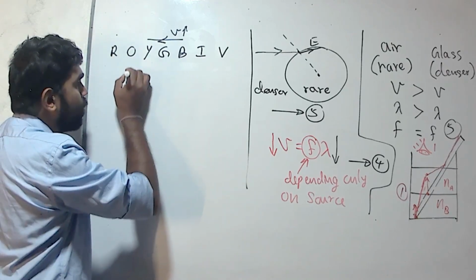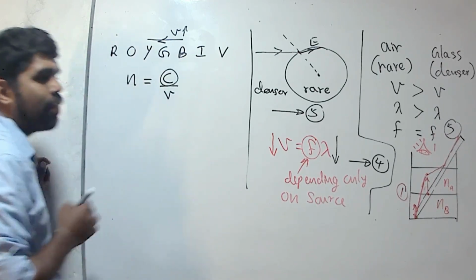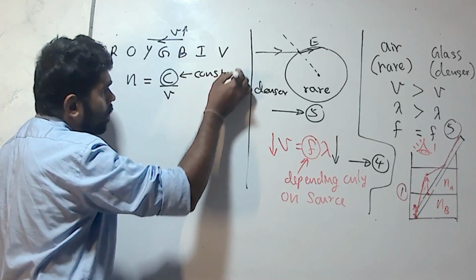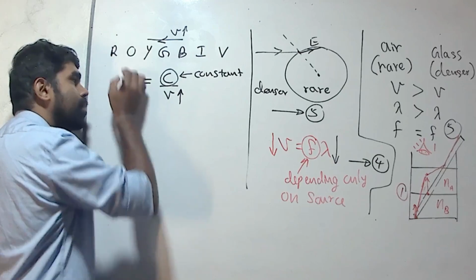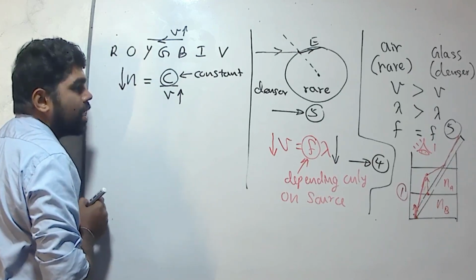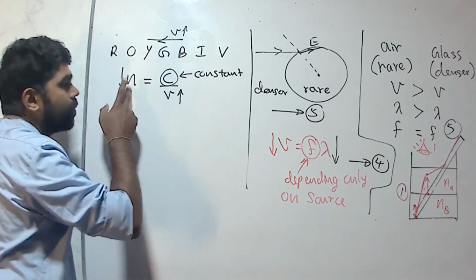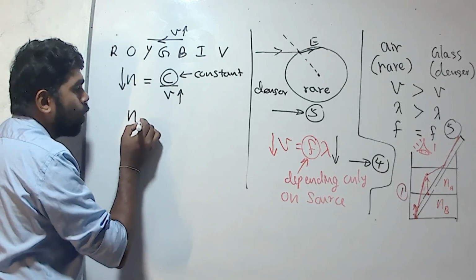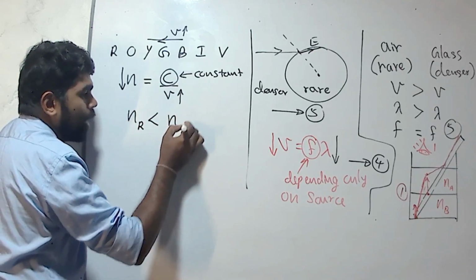Then we can consider refractive index. Refractive index is C over V. C is the velocity of light in vacuum. It is constant for all colors. And when velocity increases, refractive index decreases. There is an inversely proportional relationship between velocity and refractive index. Then we can get that the refractive index of red color is less than the refractive index of yellow color.